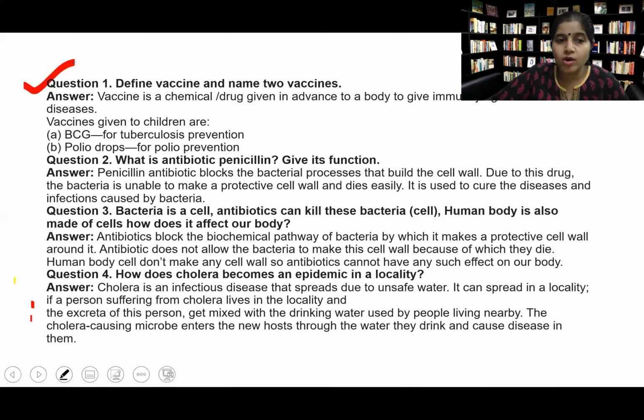It can spread in a locality if a person suffering from cholera lives there and the excreta of this person gets mixed with the drinking water. And how can it mix with the drinking water for other people? By vectors. The housefly sits on the excreta, and after that it goes to your uncovered water, and that uncovered water is then drunk by a healthy person, who is also infected by cholera. So the cholera-causing microbes enter the new host through the water they drink and cause disease in them. So we should be careful.